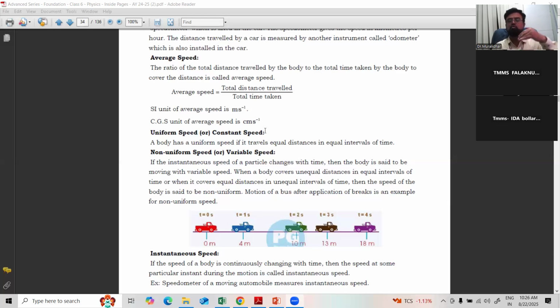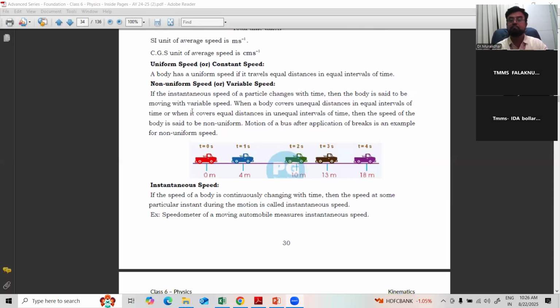For example, 200 kilometers you covered in 4 hours. 200 by 4, this is 50 kilometers per hour, the average speed. Like that you can calculate. There are so many complicated questions that will come based on this, because average speed is very important. As we go forward, we'll have some problems also.